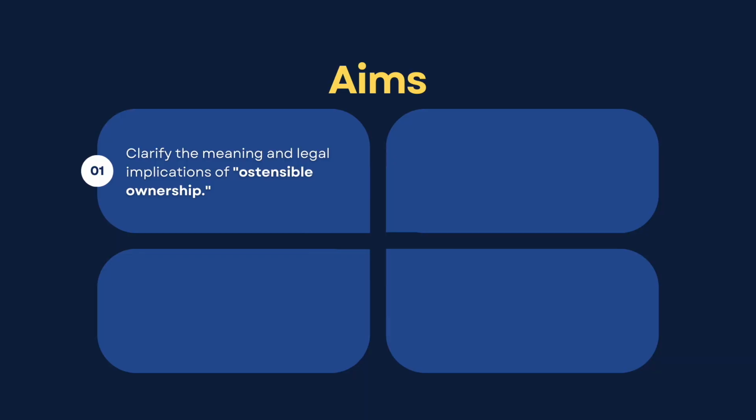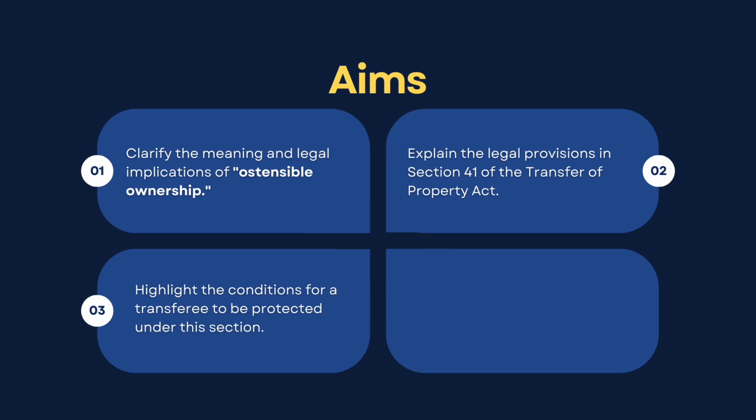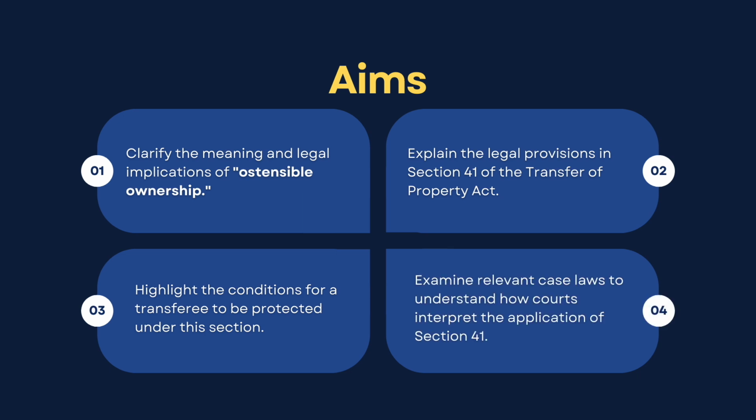Therefore, in this video, we aim to 1. Clarify the meaning and legal implication of ostensible ownership. 2. Explain the legal provisions contained within Section 41 itself of the Transfer of Property Act. 3. Highlight the conditions for a transferee to be protected under this section. 4. Examine relevant case laws to better understand how courts have interpreted the application of Section 41.